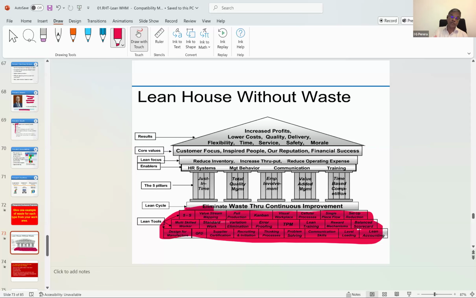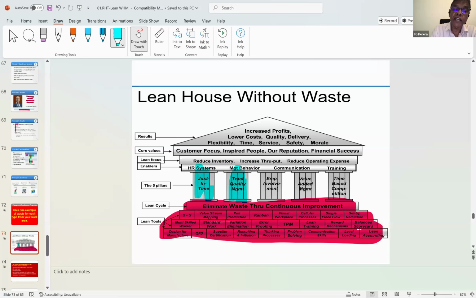But there are other tools as well: value stream mapping, pull production, Kanban, visual workplace, TPM. All these are quality function deployment, the problem solving techniques. All these are foundations. Balance scorecard. Also, through continuous improvement, you have projects, to reduce waste. These are the 5 pillars, just in time.